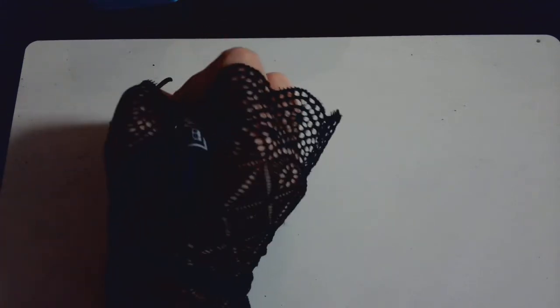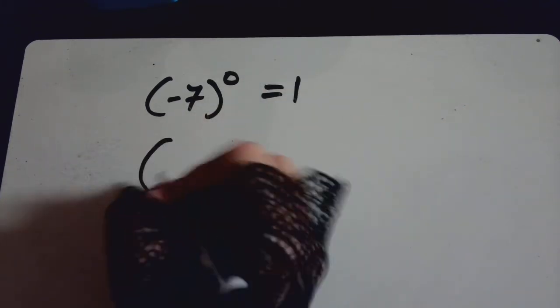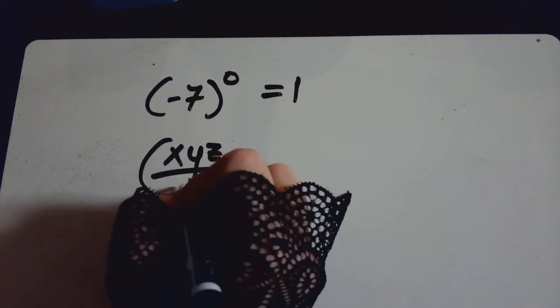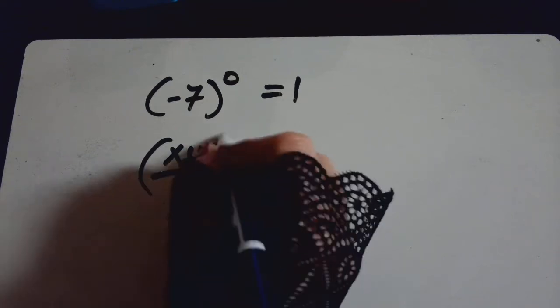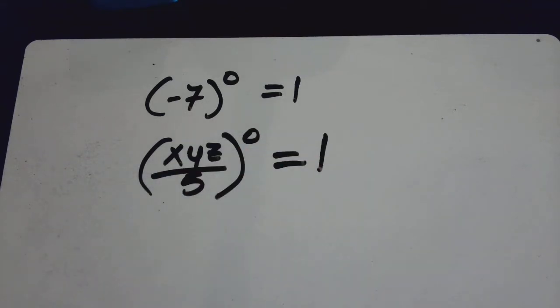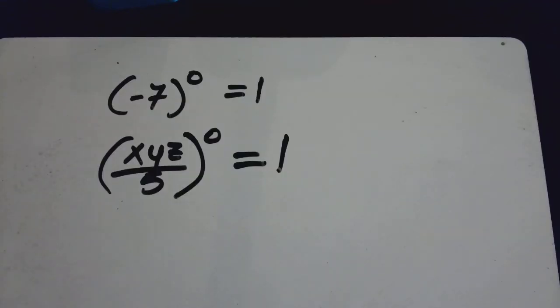Now, negative 7 to the 0 power. Anything to the 0 power is 1. So I could do this whole thing and do this x, y, z over 5 raised to the 0 power. It doesn't matter. If the whole thing is in parentheses, it could be huge. If it's raised to 0 power, it's 1. So I just want to show you a few little things.